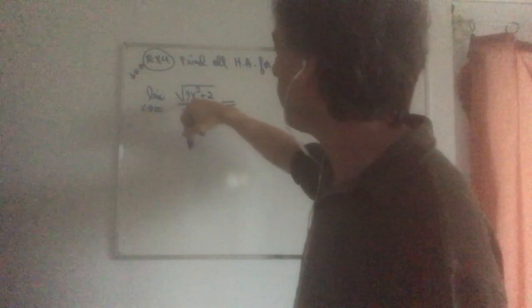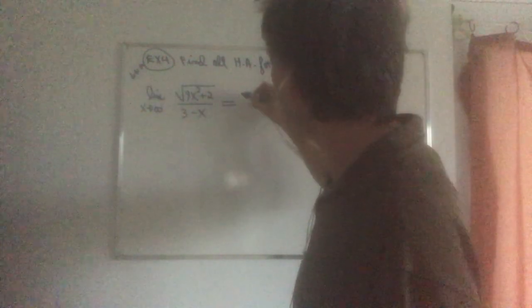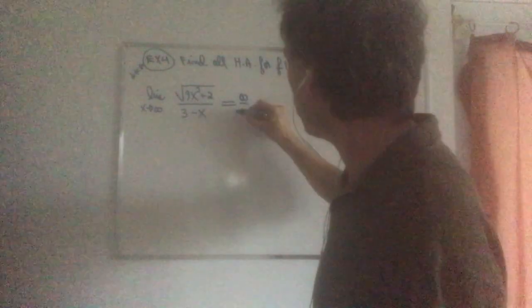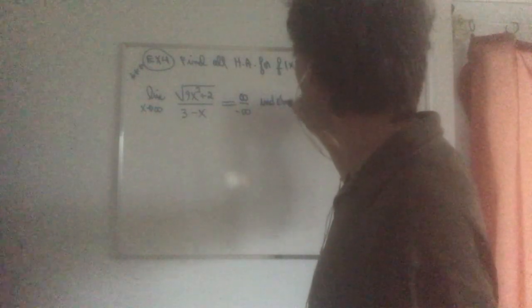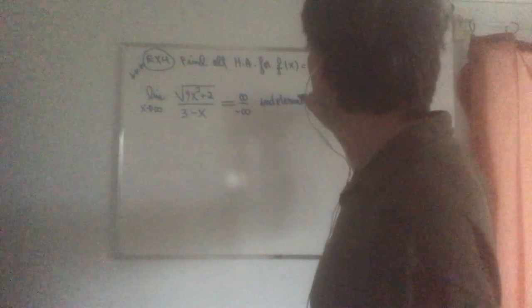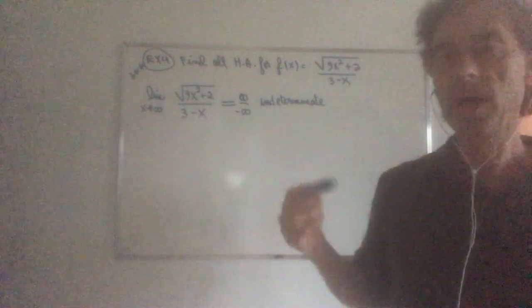Infinity squared is infinity times 9 is infinity plus 2 is infinity. The root of infinity is infinity. Big surprise. 3 minus infinity is minus infinity. Once again, indeterminate. Now, whenever I have infinity over infinity, nothing changes. I have to divide top and bottom by x to the highest power.